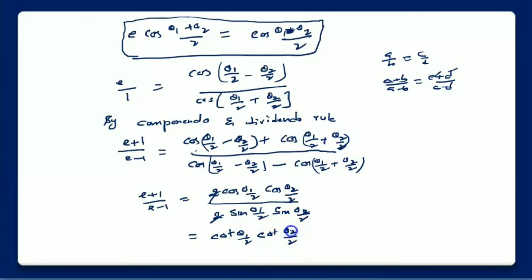For objective questions, it's very important. Okay, so this is the second result. The first result we proved is e cos of (theta 1 plus theta 2)/2 equal to cos of (theta 1 minus theta 2)/2. The second result is (e plus 1) by (e minus 1) is equal to cot of theta 1/2 into cot of theta 2/2.